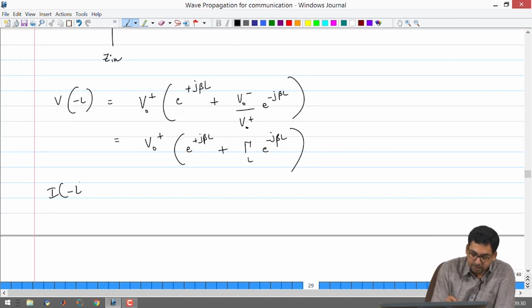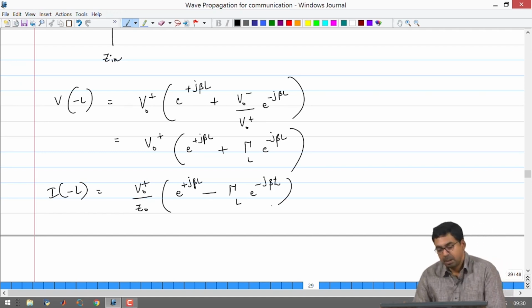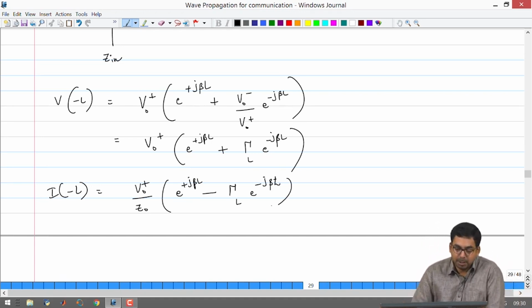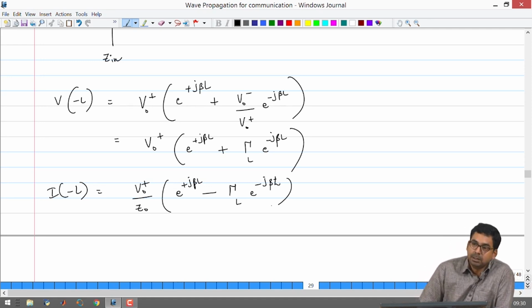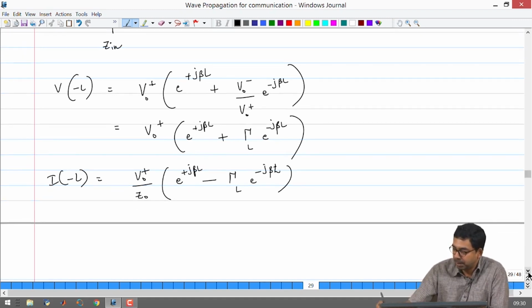The current at the input end of the transmission line is going to look like V naught plus divided by Z naught, e to the plus j beta L minus... All I have done is substitute z equal to minus L in the general solution for the voltage and the current, nothing more than that. I just want to take their ratios and understand what the impedance will look like.